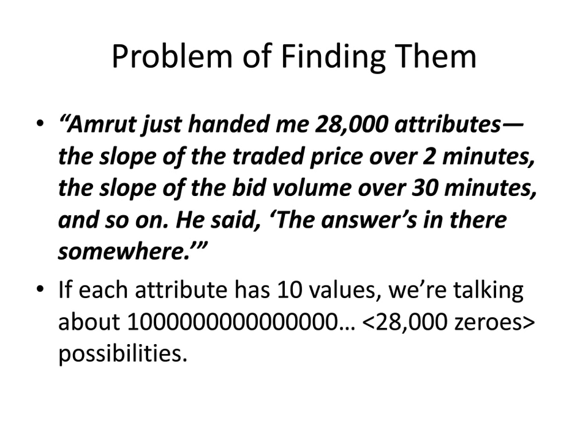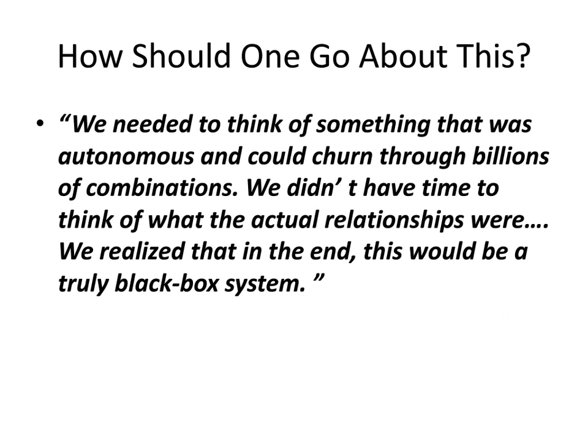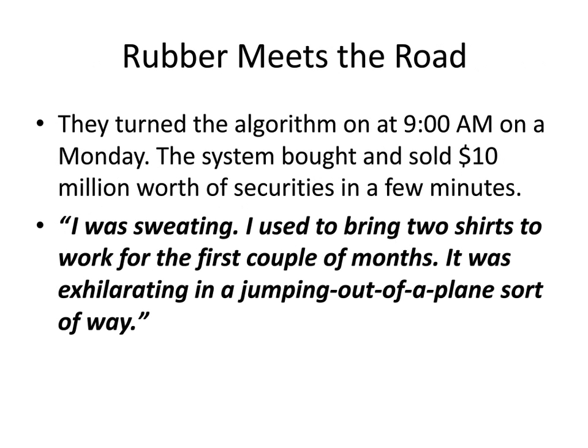And so they didn't have time really to think about the actual relationships. They just used genetic algorithms on the past data. And so here's how he describes first going live. I kind of like this. So they turned the algorithm on at 9 a.m. on a Monday morning. The system bought and sold $10 million worth of securities in a few minutes. And he said he used to bring 2 shirts to work for the first couple of months because it's kind of like jumping out of a plane. It's going live and there's all this stuff at stake.